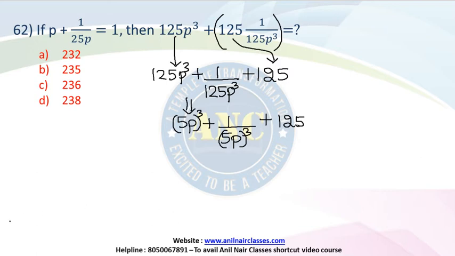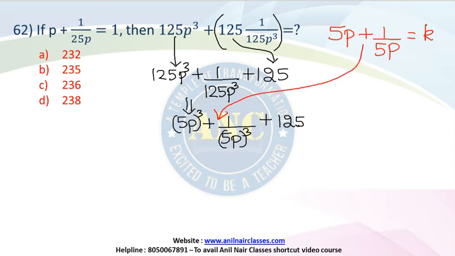Now again it is exactly similar to question number 61. What do they want you to find? They want you to find 5p whole cube plus 1 by 5p whole cube. That means, if I know the value of 5p plus 1 by 5p as some constant k, then finding 5p whole cube plus 1 by 5p whole cube is definitely not a difficult task. So, I want to reduce the question to this format.